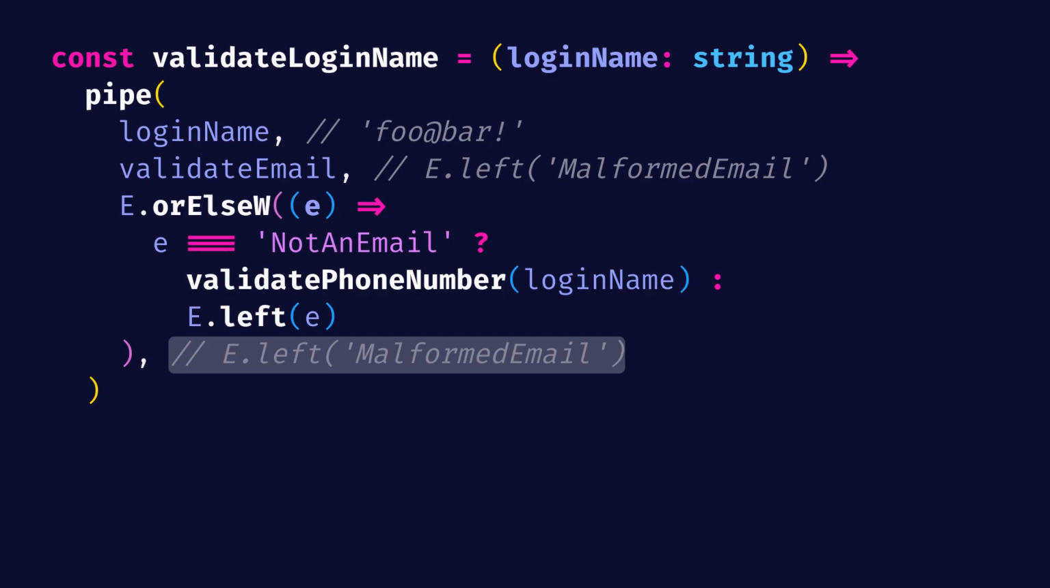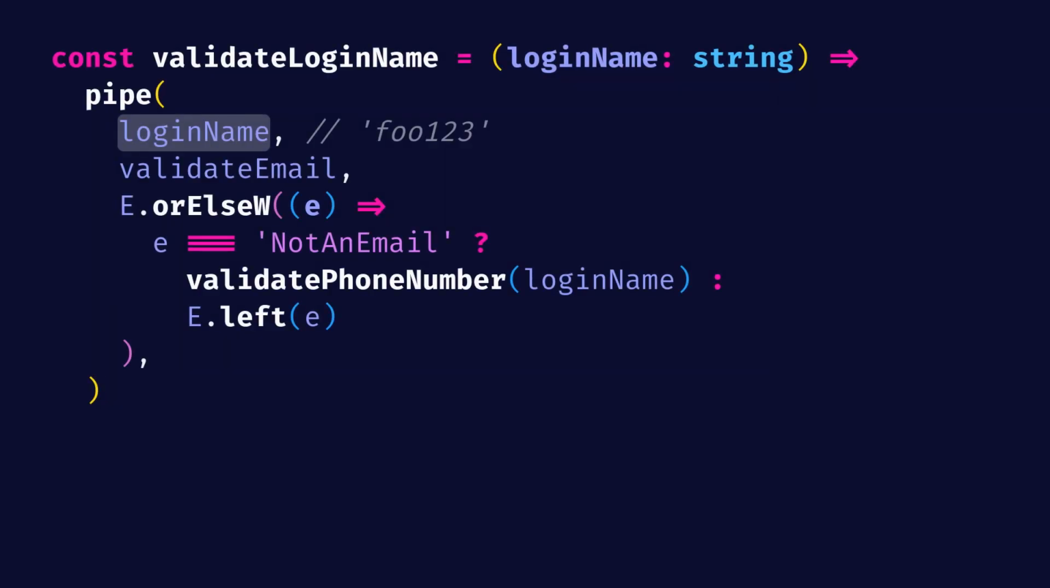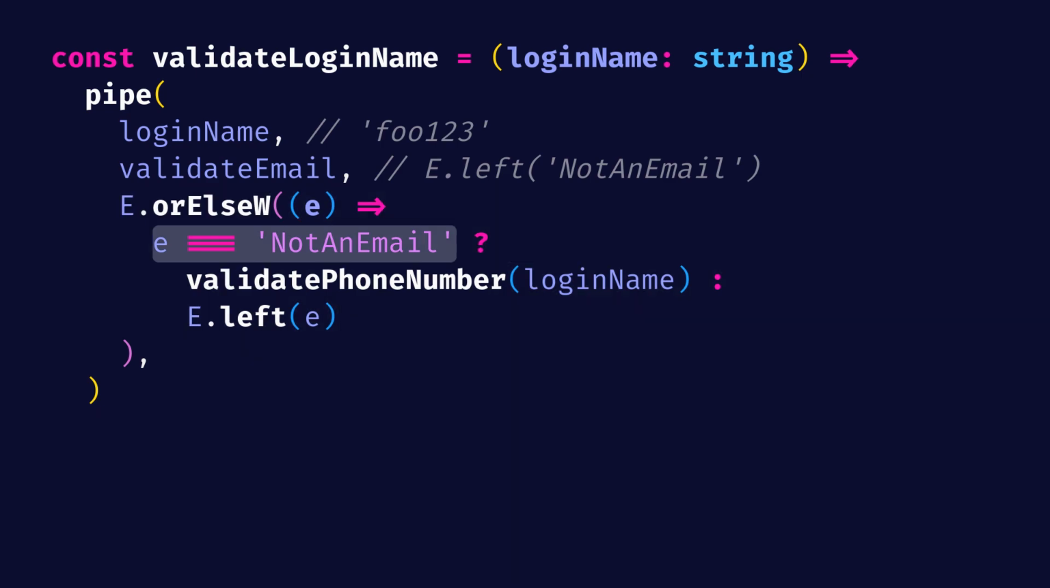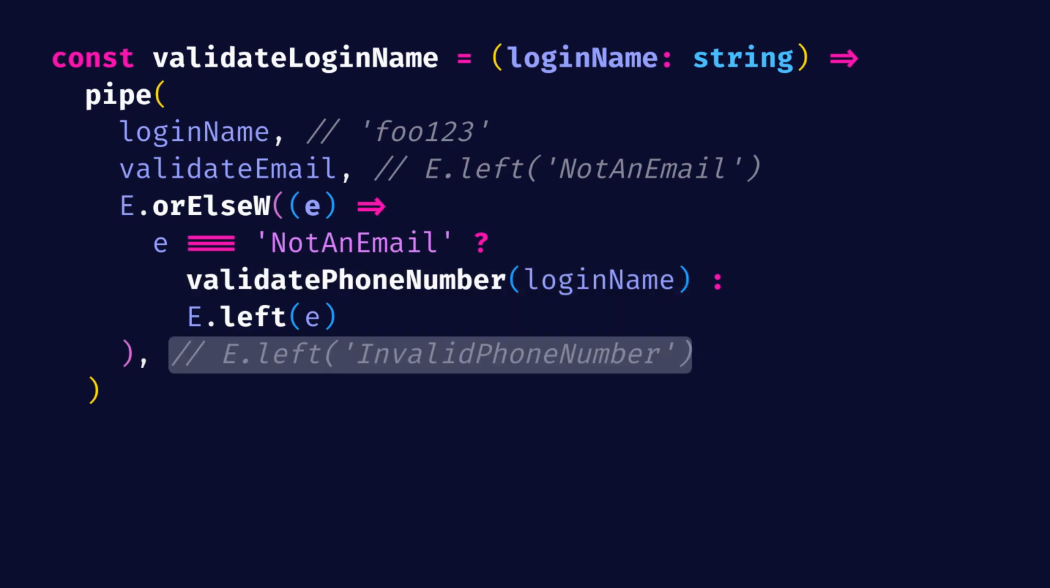Lastly, let's see what happens when we call validateLoginName with an invalid phone number. So we pipe loginName into validateEmail. Since it does not represent an email, we get back a left with a not an email error. Then we pipe that left into orElseW, which calls the fallback function. Since the error is equal to not an email, it calls validatePhoneNumber, which this time returns a left with an invalid phone number error since it received an invalid phone number, and this is the final result.